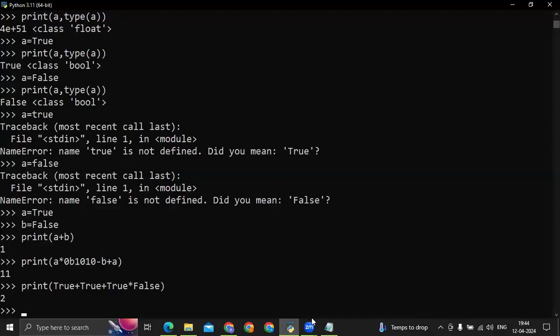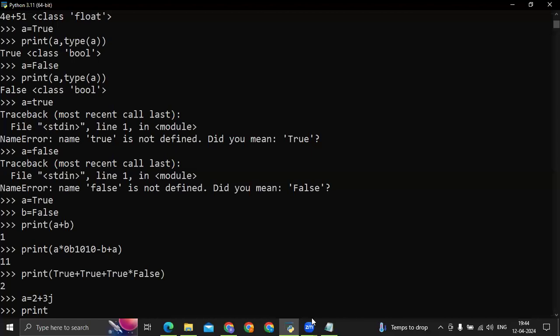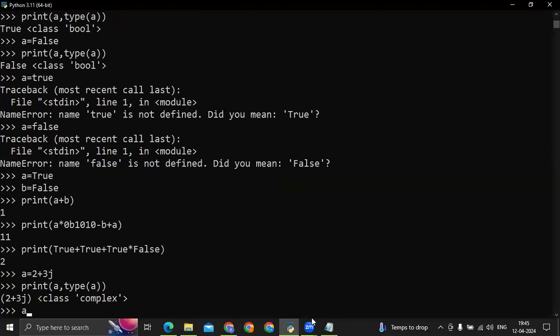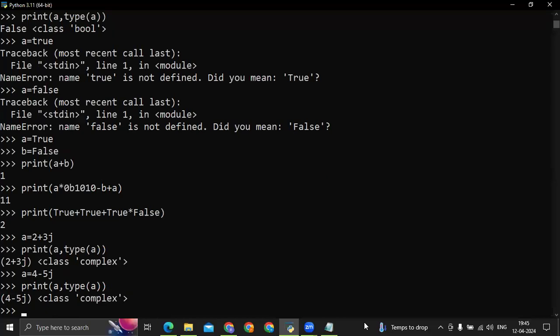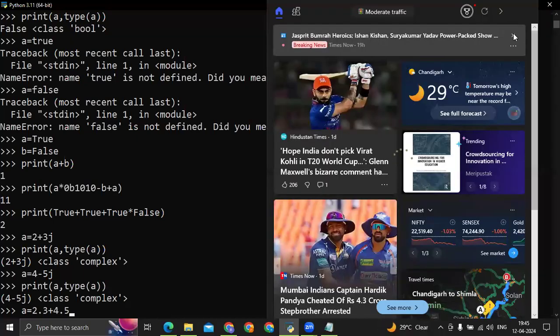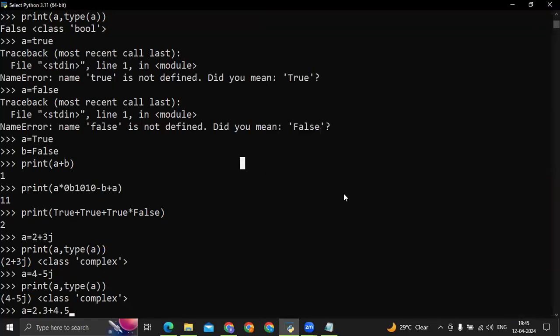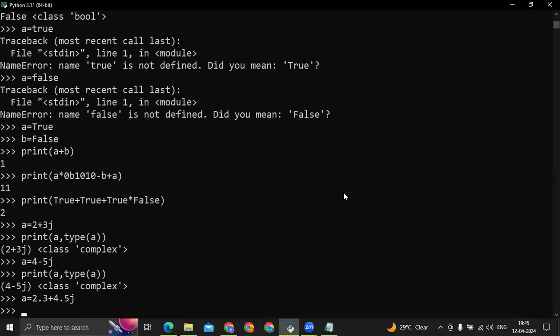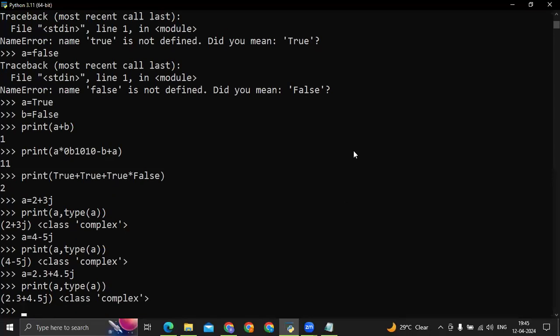Let me show you how it actually works. Let's write A is equal to 2 plus 3J. Now, print A, comma, type of A. This is a complex value. Now, A is equal to 4 minus 5J. Now, print A, type of A. This is again a complex value. Now, we can also write like this. A is equal to 2.3 plus 4.5J. Now, if I write print A, type of A, this is a complex one.